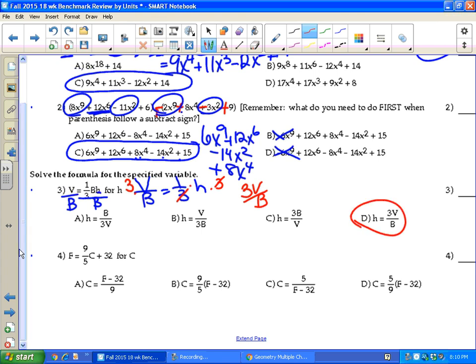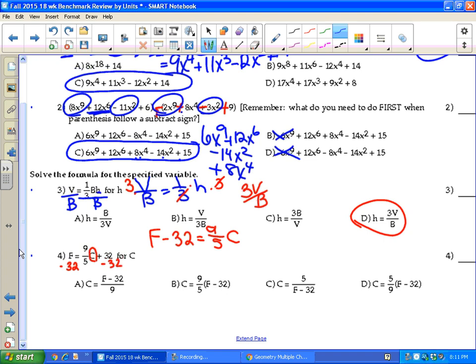Solving for C. First thing I want to do is find C. C is located here. Subtract 32 from both sides. That's the first thing I need to do. I'm going to end up with f minus 32 is equal to 9 over 5 times the C letter. Now I have to get rid of 9/5. I could do it all at once and multiply by the reciprocal, which would be flipping 9/5.